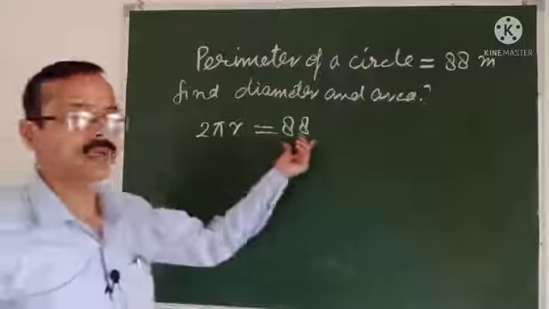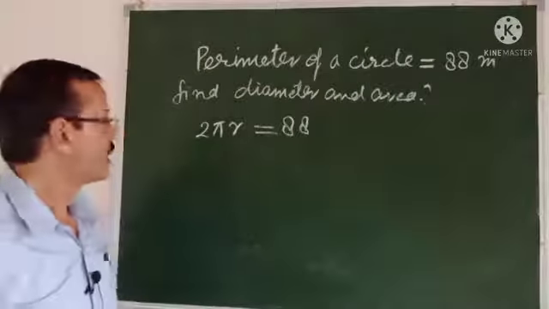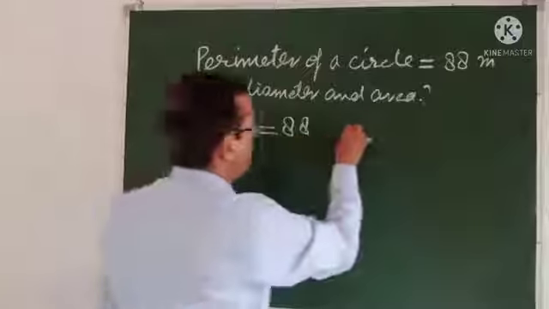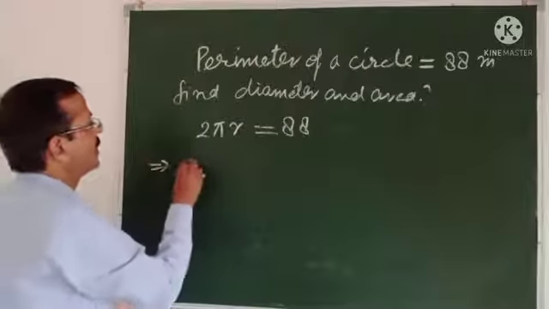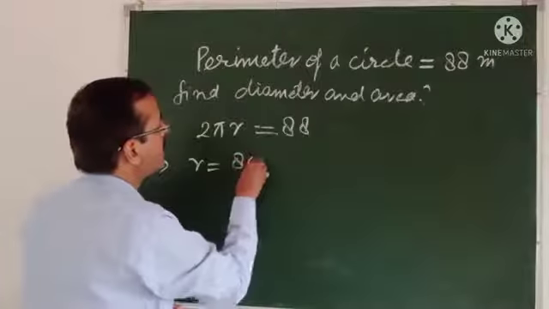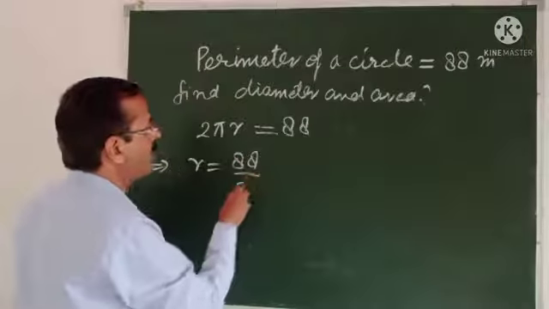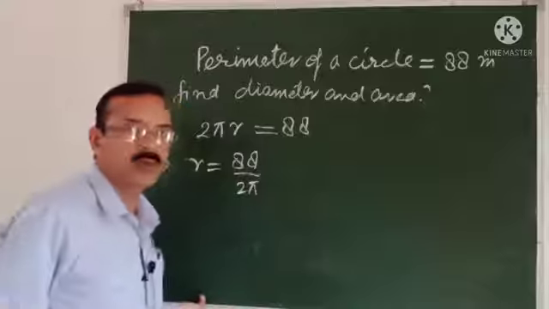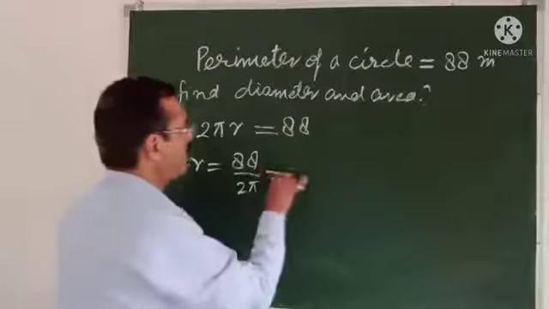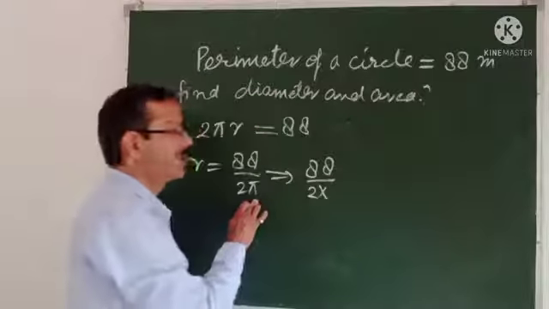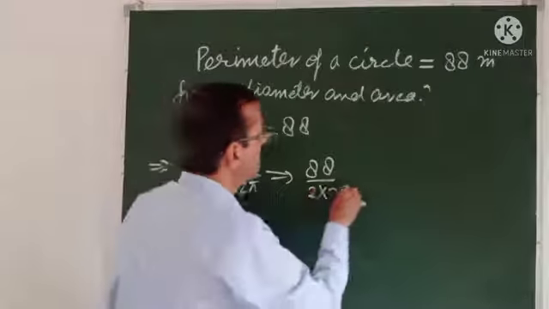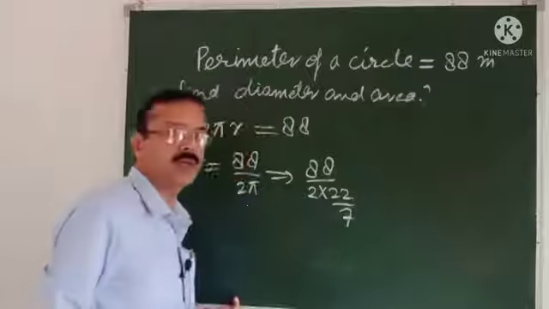2 pi r is equal to 88 meter. We have to find the radius, so it can be written that r is equal to 88 upon 2 pi. That will be equal to 88 upon 2 into pi value, and here we have to use 22 upon 7, so it will be easy to calculate.